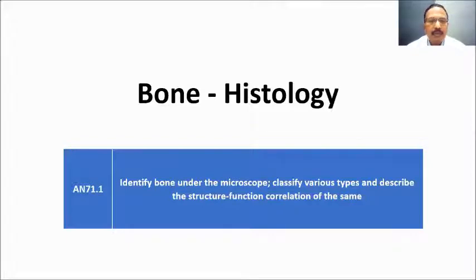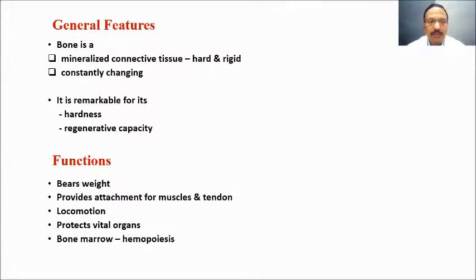So, what is a bone tissue? Bone tissue is a mineralized connective tissue. Like the connective tissue we studied earlier, it has matrix and cells. That matrix is actually secreted by the cells. Here also it is the same, but the matrix is hard and rigid due to its mineralization.